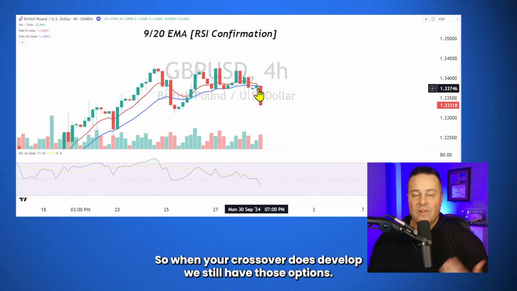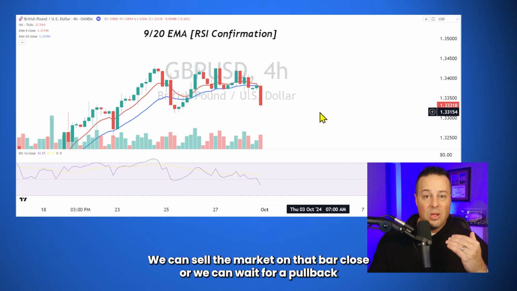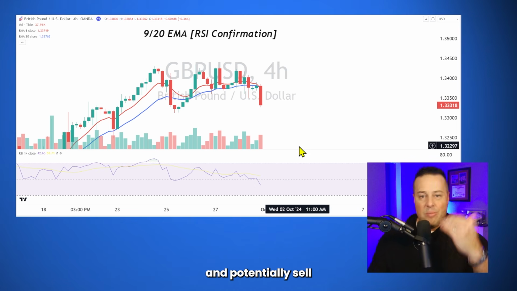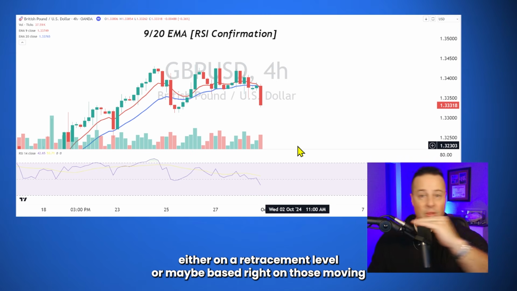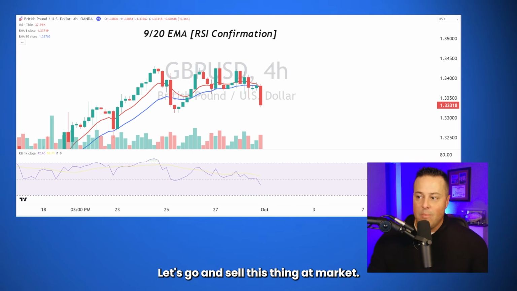So when your crossover does develop, we still have those options. We can sell the market on that bar close, or we can wait for a pullback and potentially sell either on a retracement level or maybe based right on those moving averages themselves. Let's go ahead and sell this thing at market.